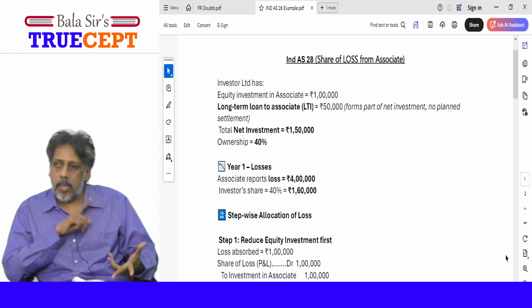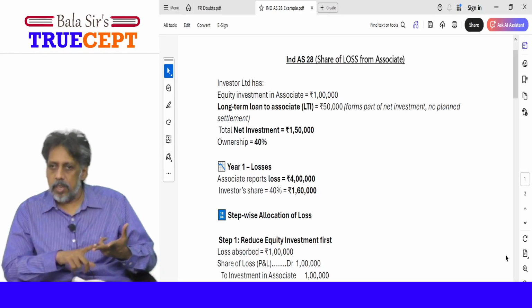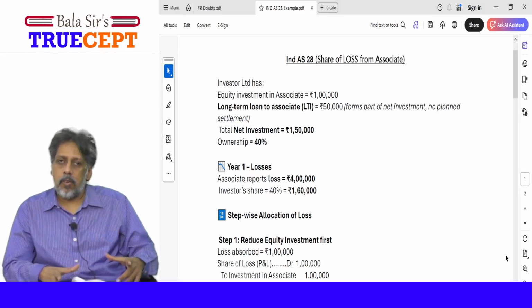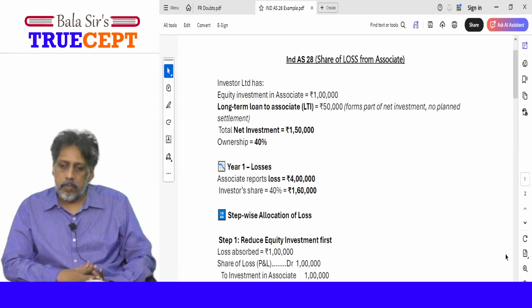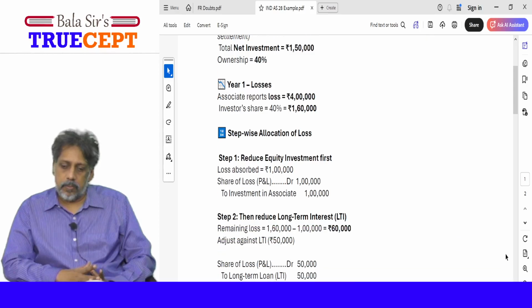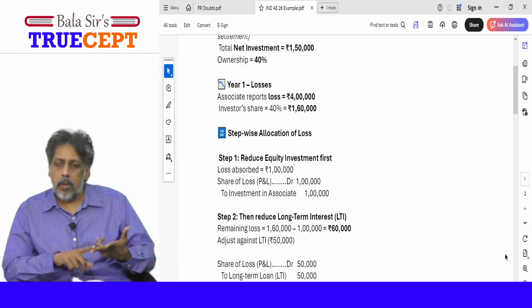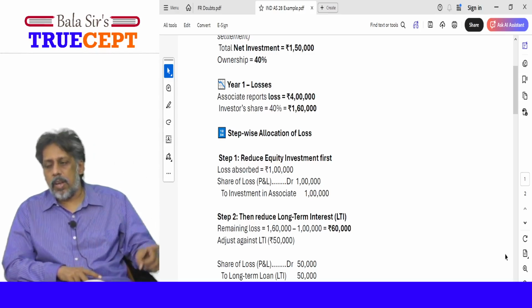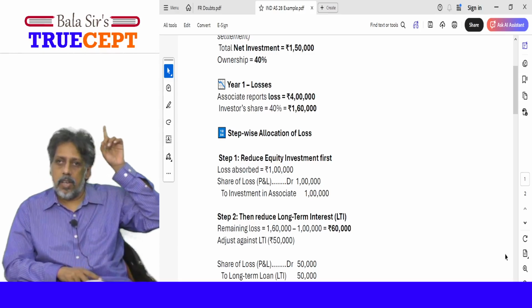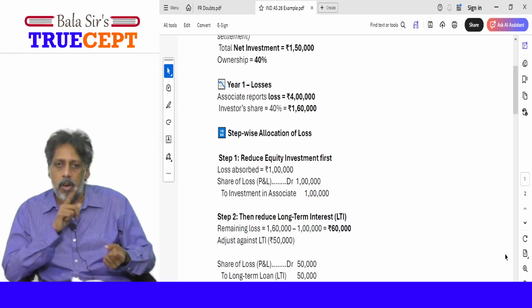So basically, you invested rupees 1 lakh in my equity shares, and you bought 40% of the equity shares in my company. Got it? Next. Year 1, losses. The associate reports a loss of 4 lakh. What is 4 lakh rupees into 40%? 1,60,000. That is your share of loss. The investor's share of loss is rupees 1,60,000.